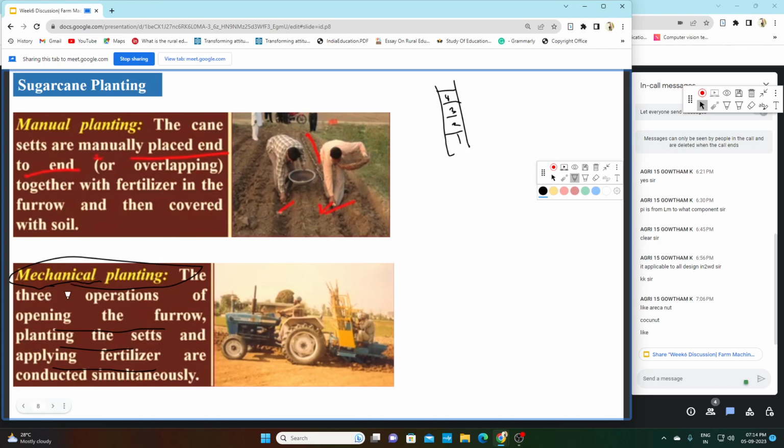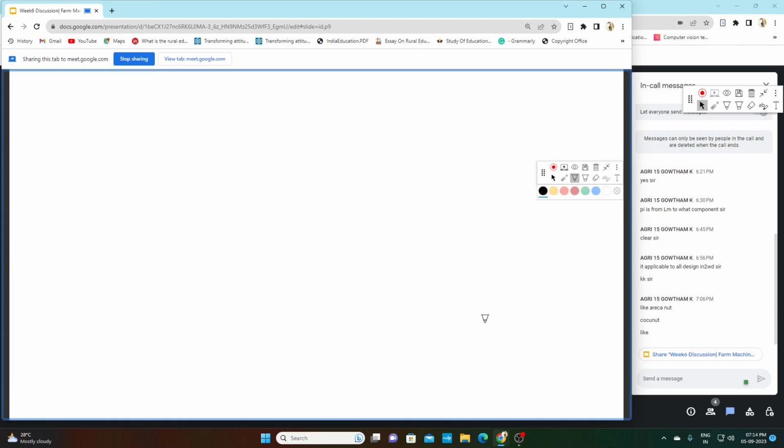The advantage of mechanical planter over manual planter is that it has more field capacity, which means it can cover the field in less time than manual planting. This is the advantage of mechanical planting, because it is doing all the operations in one go. The three operations, that is planting the seeds, applying fertilizer, and opening the furrow, are done in one go. That is why it has more field capacity. So these are the two types of planter.